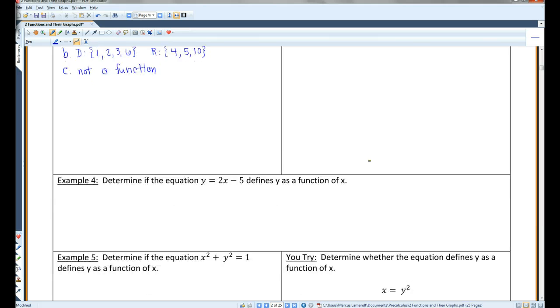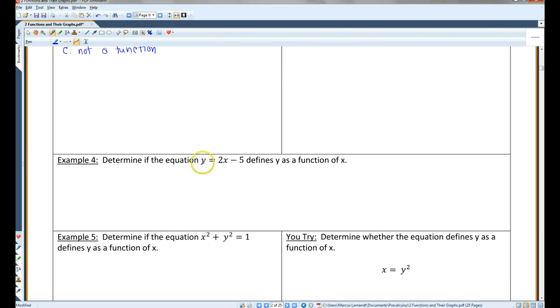Let's take a look at example 4. Determine if the equation y equals 2x minus 5 defines y as a function of x. Basically, they're asking, is this a function? A couple different ways you could do it. I actually favor graphing it.